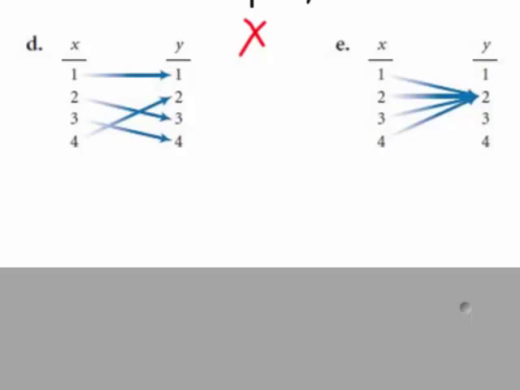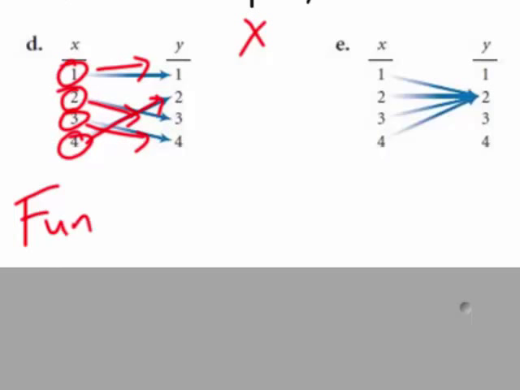So if I look over here, 1, it has what? One output. Perfect. Here's my input. It has one output. Good. The 3, it has one output. Good. This 4, it has one output. Perfect. That is a function, right? Each input has one output.